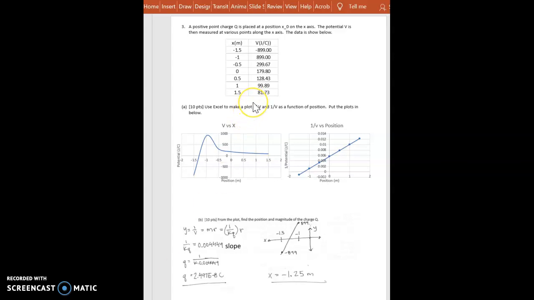So we have a point charge, Q. It's placed on an x-axis. Its position is marked on the x-axis, and its potential relative to that position is marked on the y-axis. And so with those numbers, with the values, I was able to graph this in Excel.